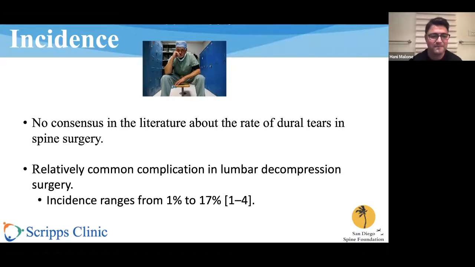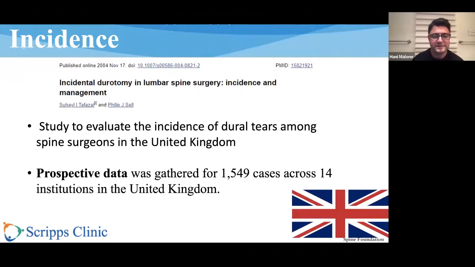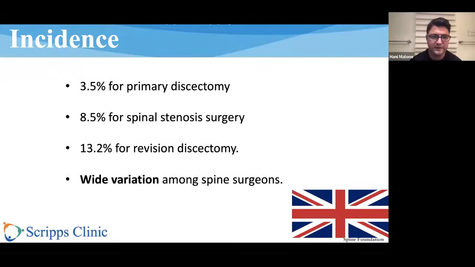So the best data I could find is from this British study. And the cool thing about this is it's in a controlled healthcare system. So they've got pretty good data, as opposed to the United States where our data is sort of fragmented across hospital systems. And it was collected prospectively. So they were actually looking for CSF leaks, and it was 14 institutions across the UK.